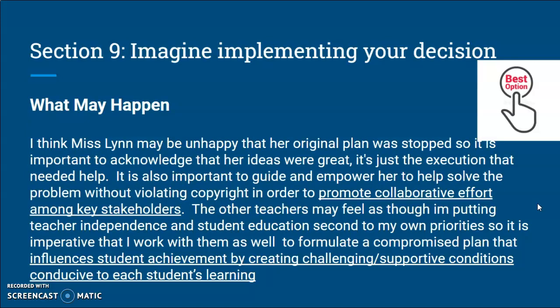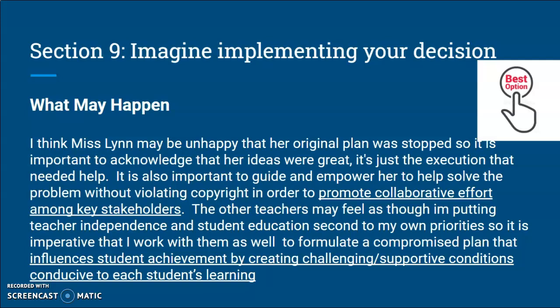What may happen if I choose this? I think Ms. Lin may be unhappy that her original plan was stopped, so it's important to acknowledge that her ideas were great and it's just the execution that needs help. It may also be important to guide and empower her to help solve the problem without violating copyright in order to promote collaborative effort among the key stakeholders in the incident.